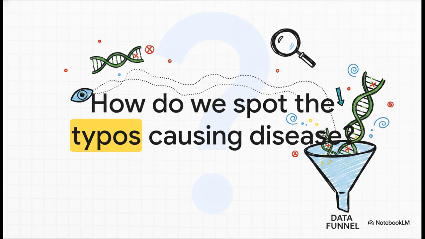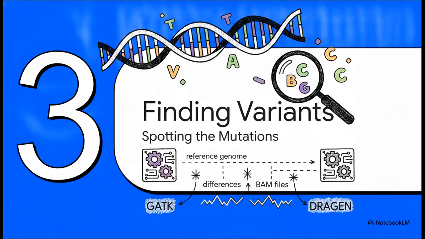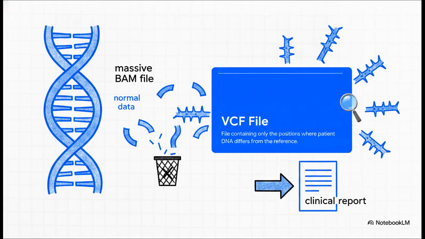Okay, so now that our patient's DNA is neatly aligned against the reference genome, how do we spot the typos? How do we find the exact errors that are causing the disease? This pushes us even further down our data funnel. Section 3, finding the genetic variants, spotting the mutations. Using specialized variant callers like GATK or Dragon, an absolutely massive data reduction happens right here.